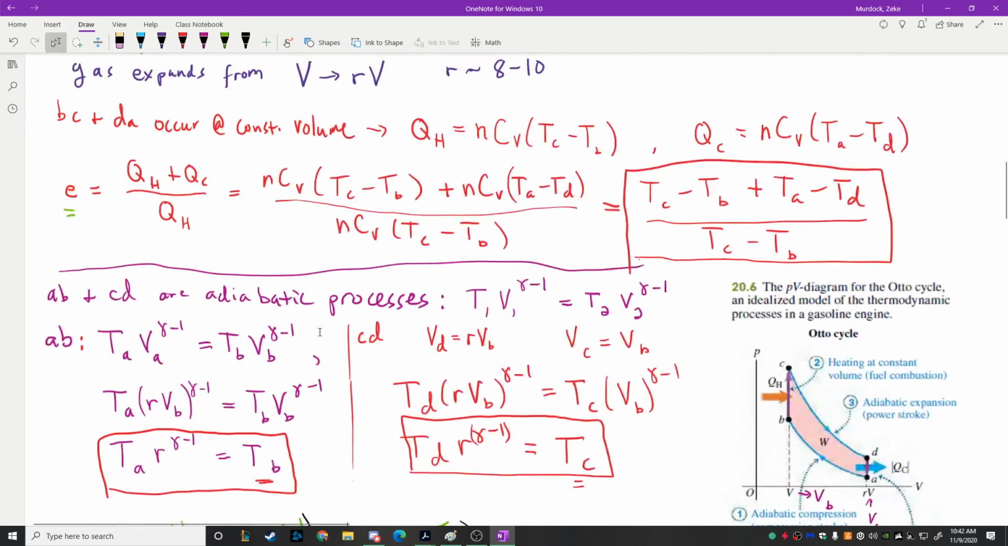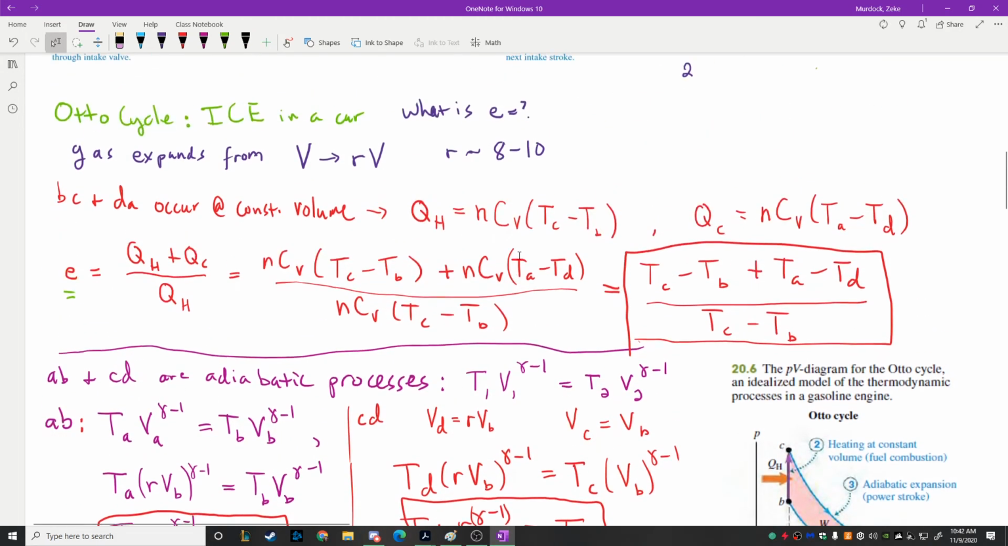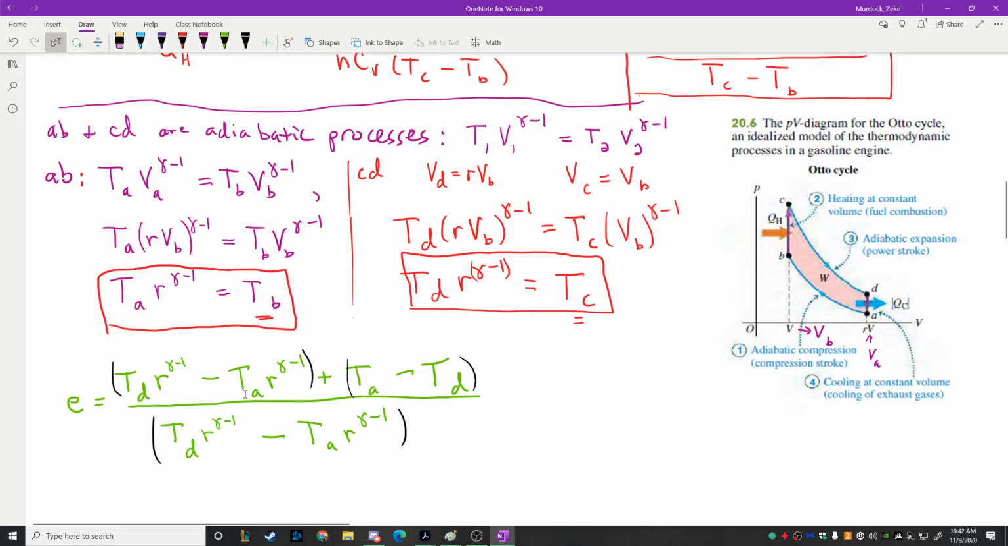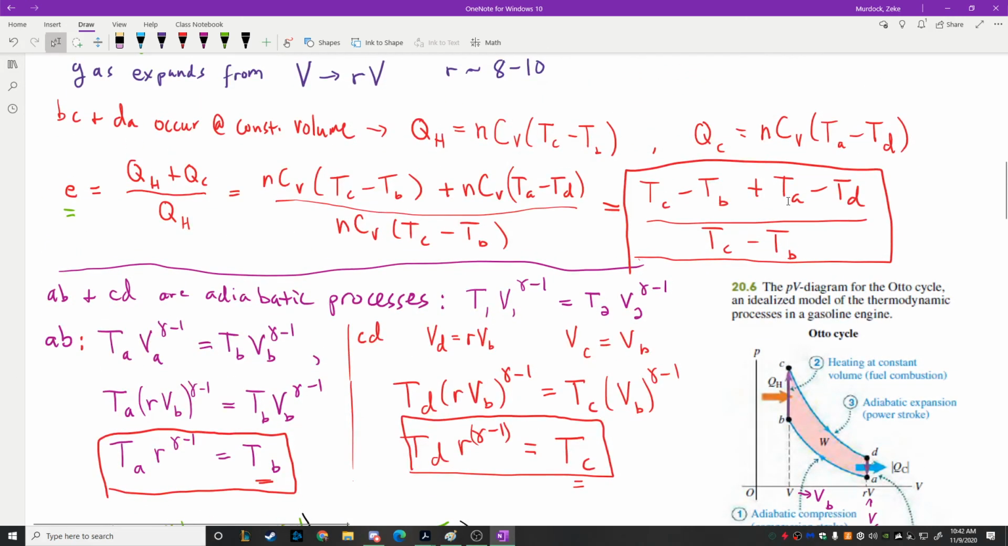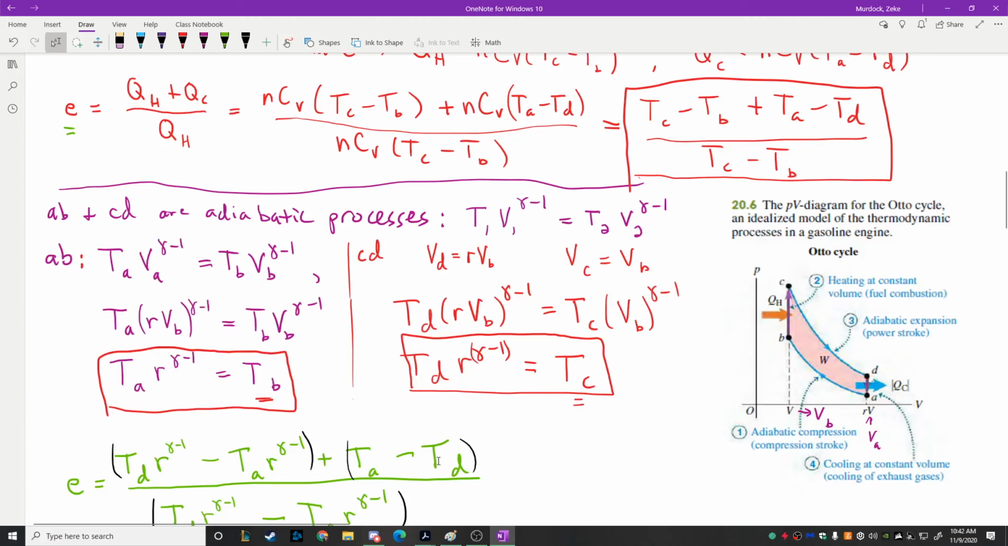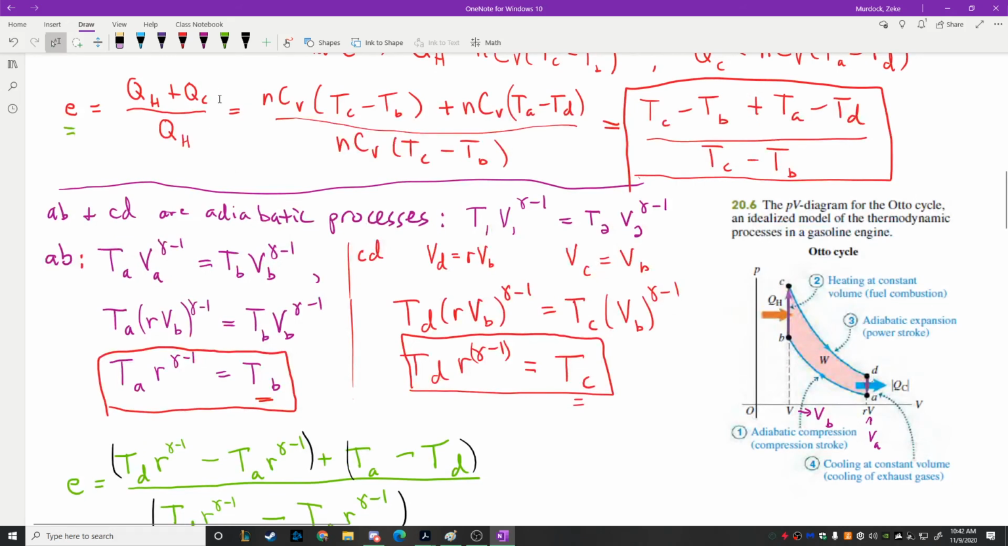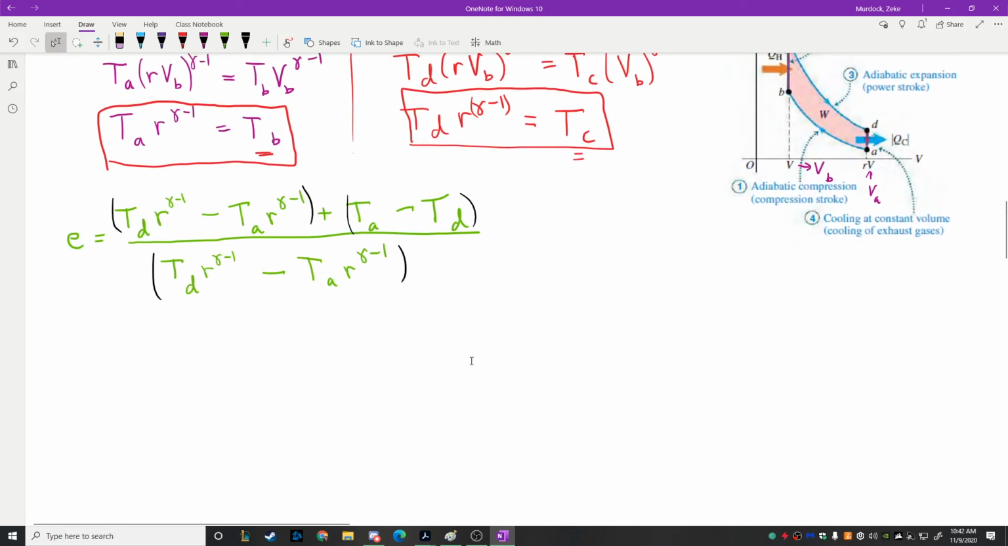Hold on a second, let me look back up here real quick. QH was TC minus TB. Did I copy that down right? Yeah. So the denominator looks like it has the opposite sign, but there's a TD minus TA right here. There's a TA minus TD, and then a TD minus TA right here. I'm a little worried that this is TD minus TA, this is TD minus TA, but this is the opposite, right? TA minus TD. I guess that's okay because this was technically supposed to be a negative value, because it was the QC. I think we're okay.